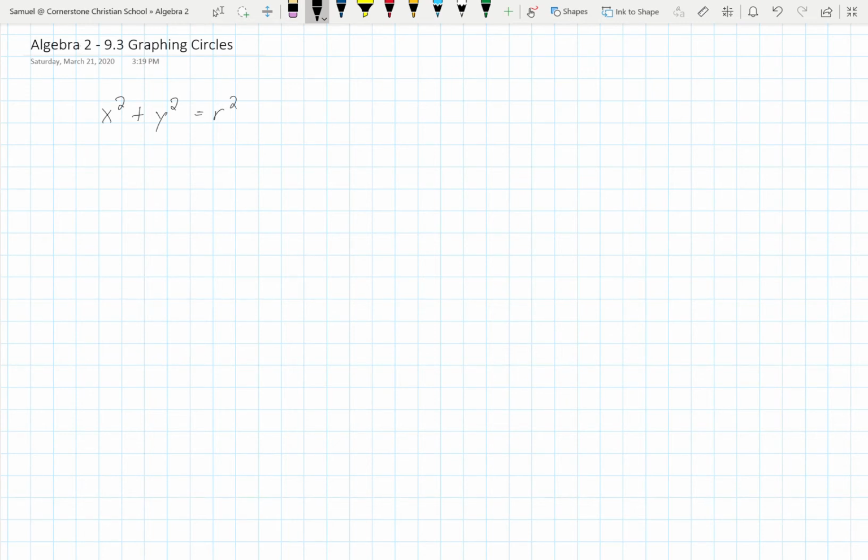Again, the parent function is just the most basic function without any transformations. No movement to the left, right, no elongating, no stretching, nothing of that sort. So the parent function of the circle is x squared plus y squared equals r squared. And r is going to stand for the radius. So r is the radius of the circle.